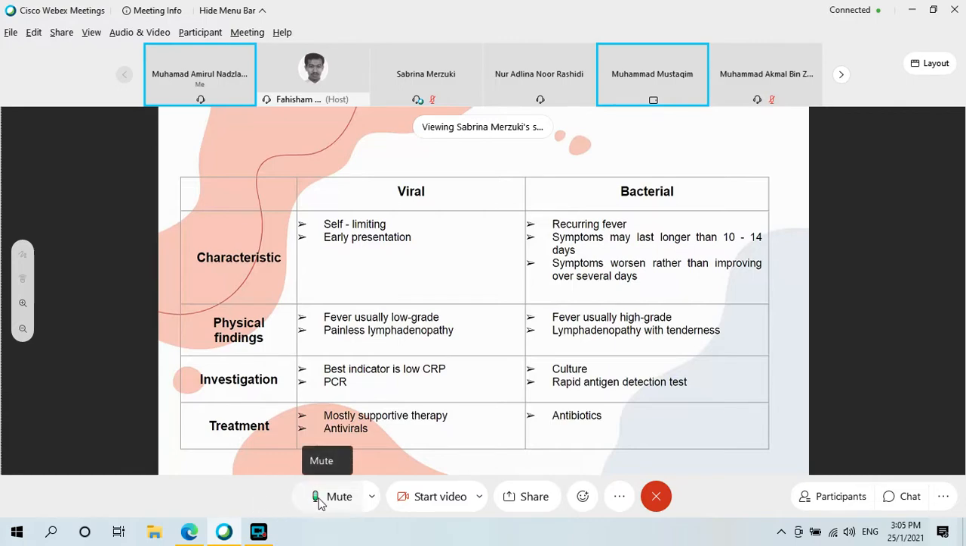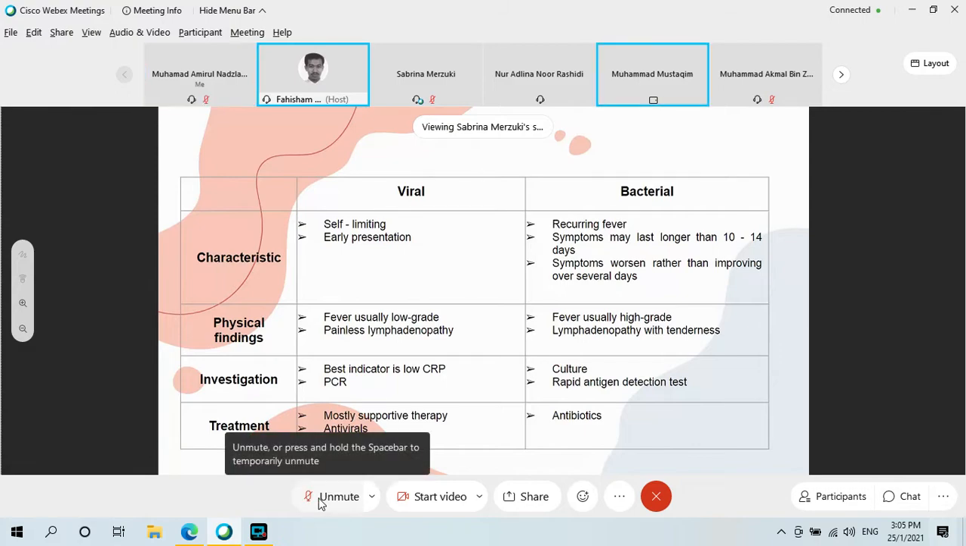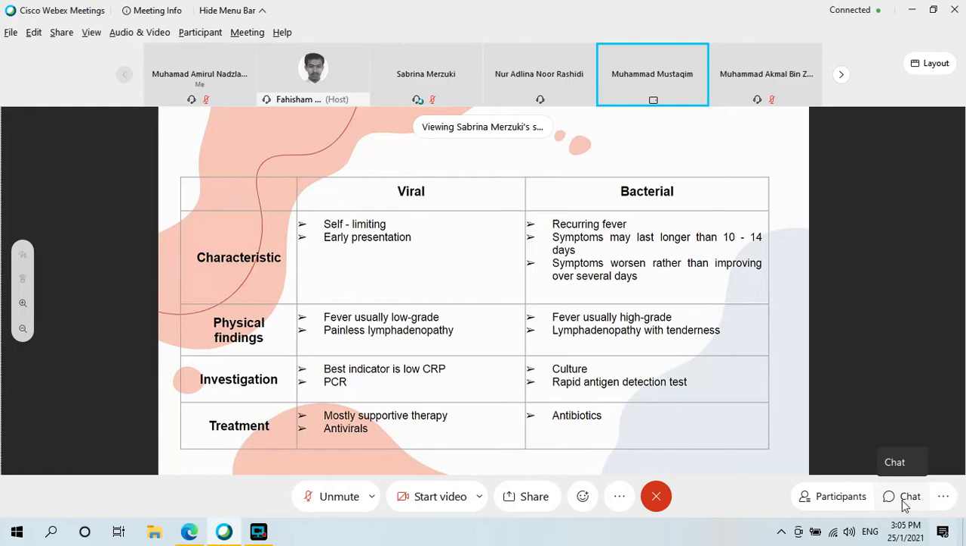Leukocyte. Okay, tell me a little bit more, Amirul. If leukocyte is normal, it's probably viral infection. But if leukocyte is low, it probably bacterial infection. Low bacteria? Leukocyte low is in viral. Bacteria normal.